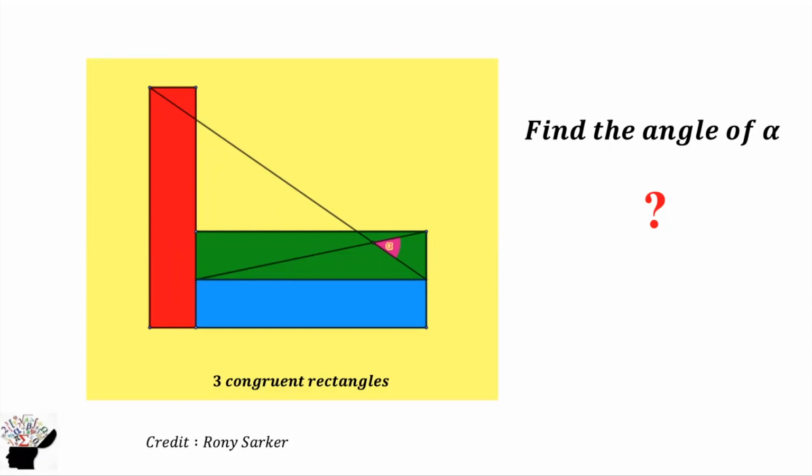So we have this question, three congruent rectangles. This question was proposed by my Twitter colleague called Rooney Shaka. We are supposed to find the angle alpha. How can we solve this geometric puzzle? So let's consider the solution together.